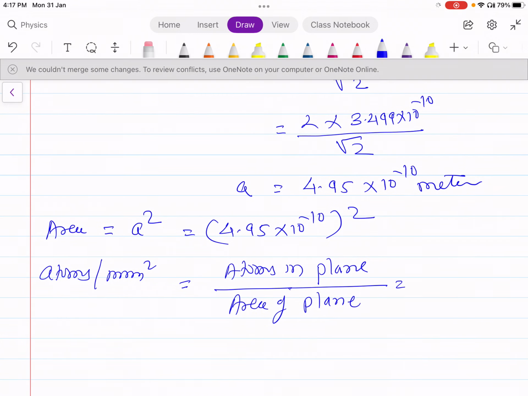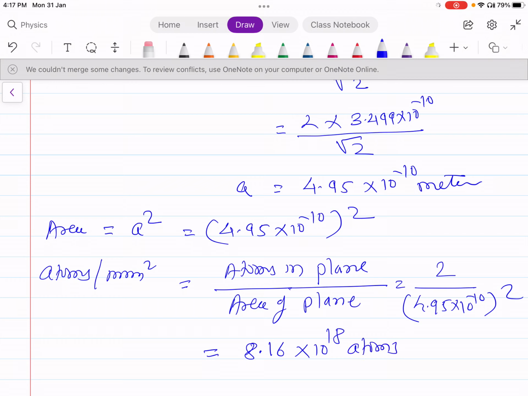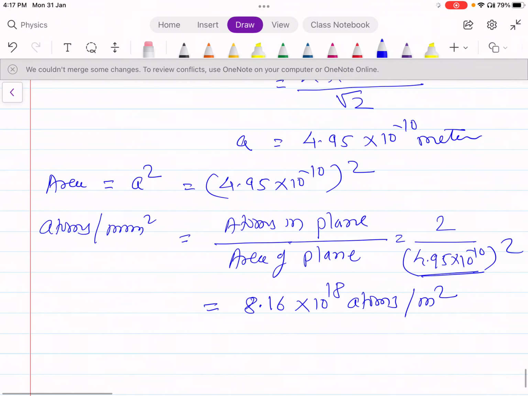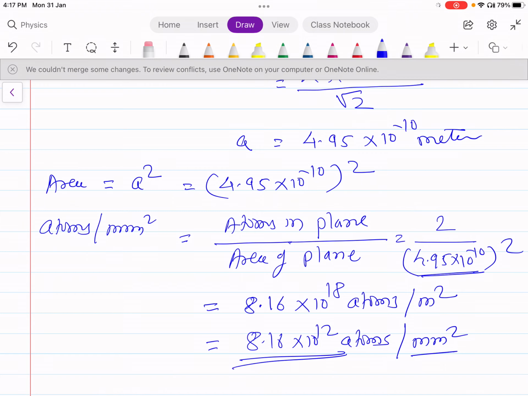So atoms in plane are two atoms and area is (4.95 × 10^-10)². When you simplify this, what you get is 8.16 × 10^18 atoms per meter square, because we have taken area in meters, and that equals 8.16 × 10^12 atoms per millimeter square. So this is what we got here.